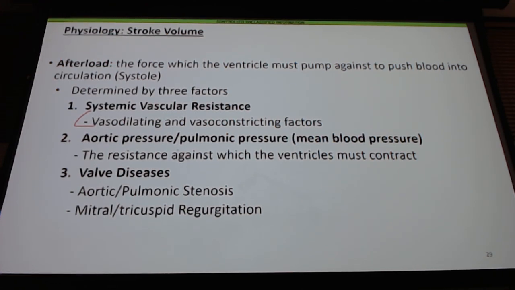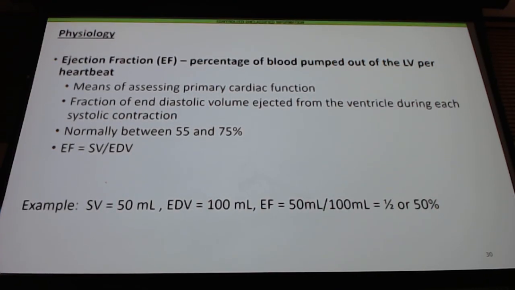What's the aortic pressure and the pulmonic pressure? So what exactly is that pressure that has to be overcome in order to open those valves? And then is there disease affecting the valves? So the valves themselves have their own resistance to actually opening. So that was the factors required to calculate cardiac output.